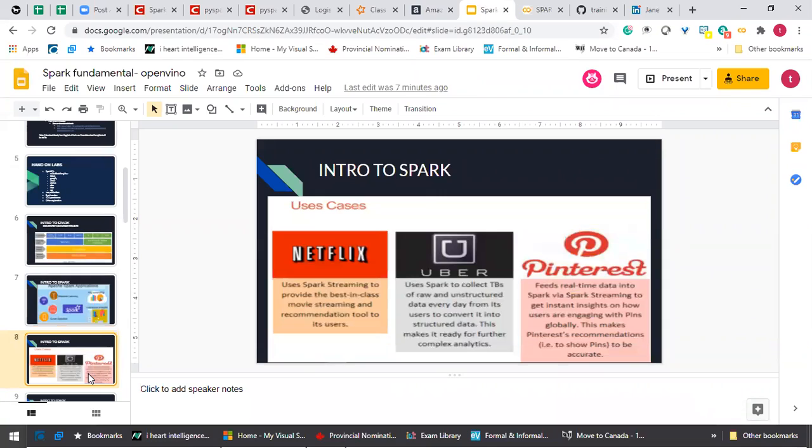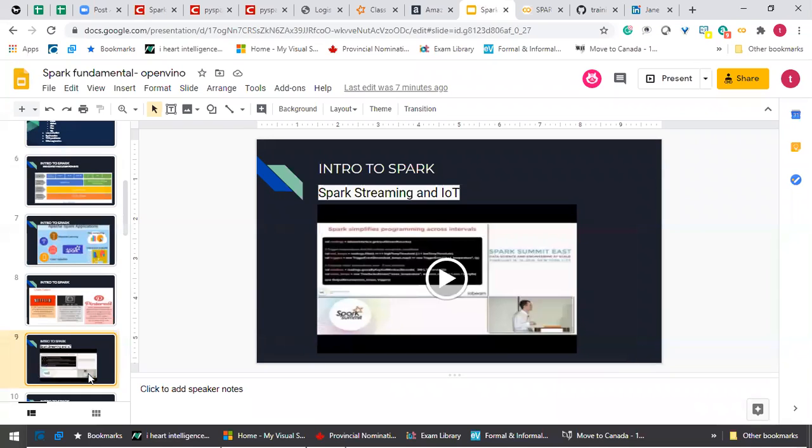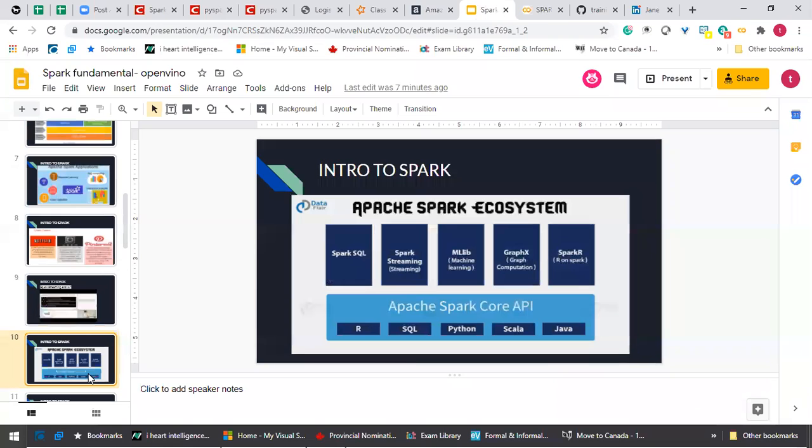So Spark is used by a lot of companies: Netflix, Uber, Pinterest. It's more and more popular. Even my company is starting to use it, and we don't even have huge data like Netflix or an e-commerce platform does. It's just very easy to scale, and this is the power of Hadoop and Spark. So you can go through here. This is what I was talking about. The core is the Spark API and it supports multiple languages.